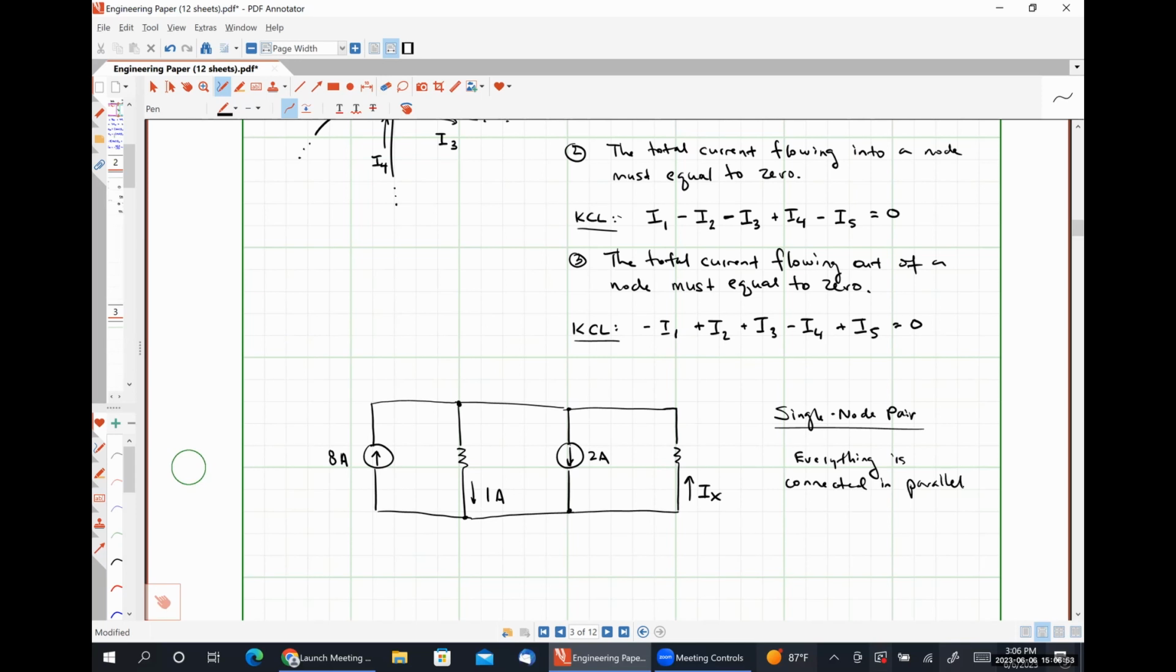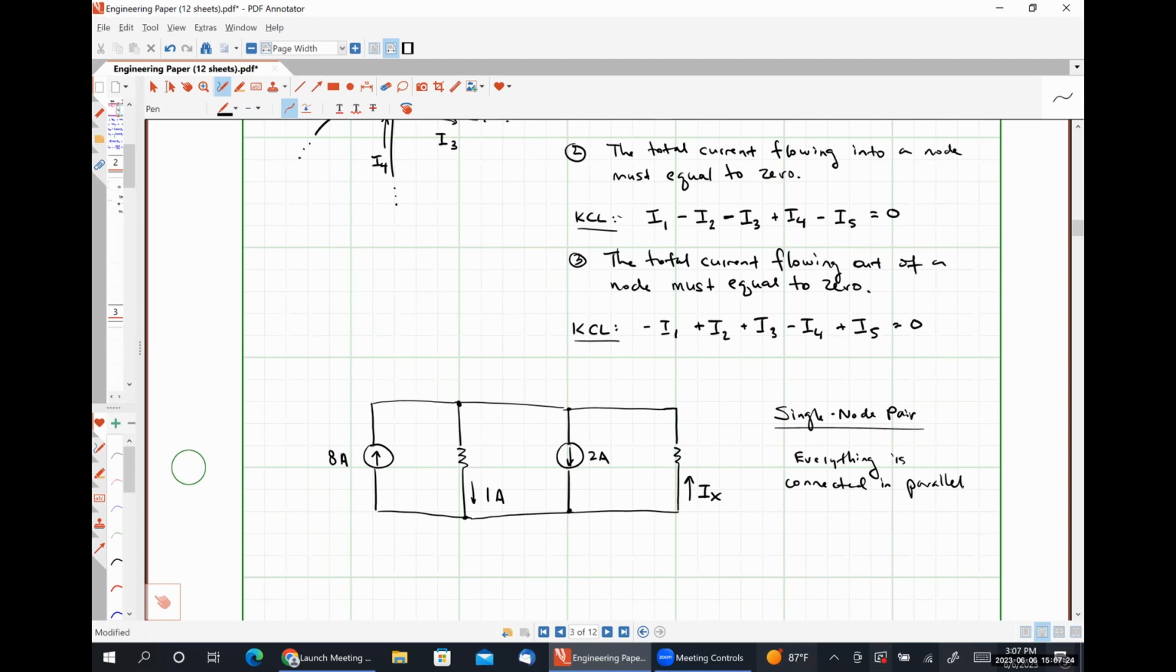I'm telling you the definition for single node pair circuit and single loop circuit because you're going to see things in your homework assignments where it's going to look really terrifying, but it tells you, oh, this is a single node pair circuit, and that gives you a very strong hint. In fact, it's not a hint at all. It's explicitly telling you that everything is connected in parallel. But anyway, we're going to use Kirchhoff's current law to solve for this current Ix.